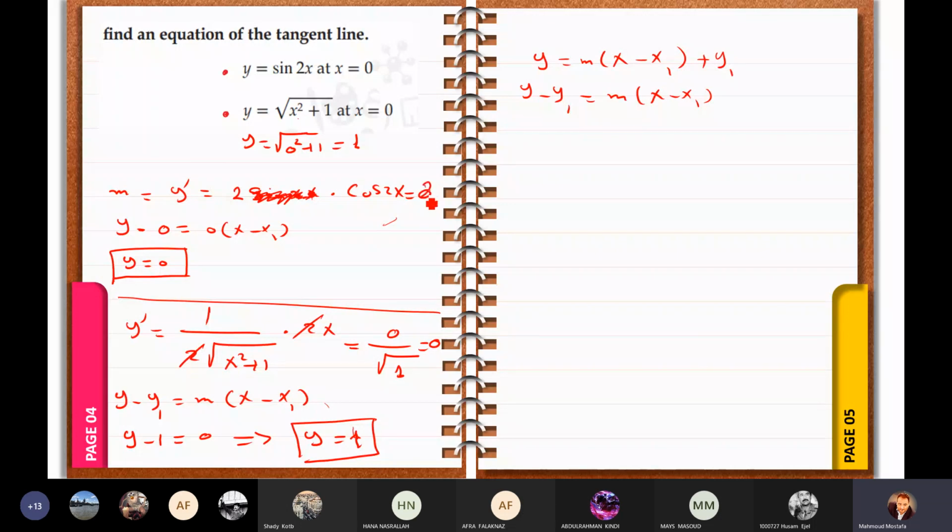So it will be 2. Cosine 0 is 1. 2 multiply 1 is 2. So it will be 2 here multiply x minus 0. So y will be equal to x. And at x equals 0, so it will be what? No. That's 2, y equal to 2x.